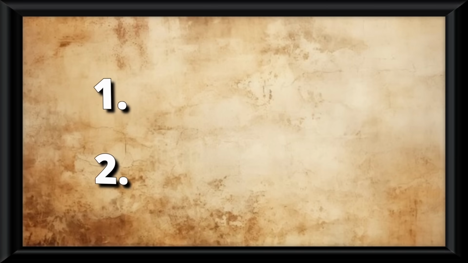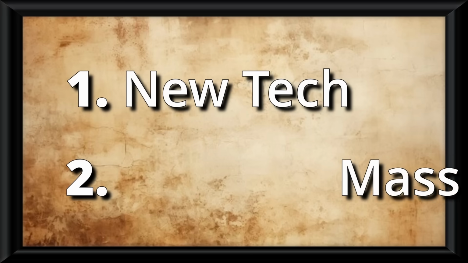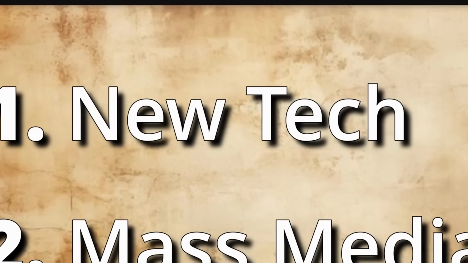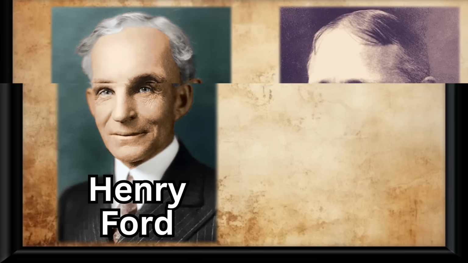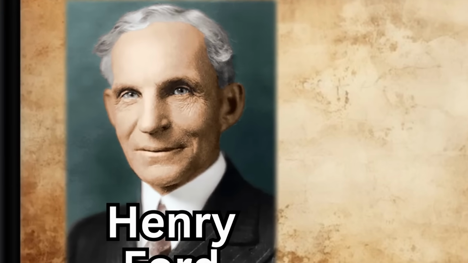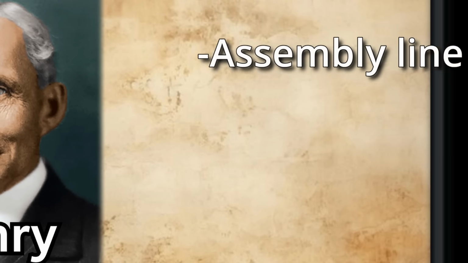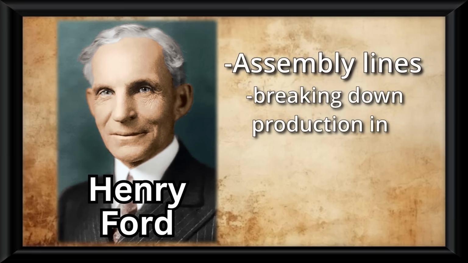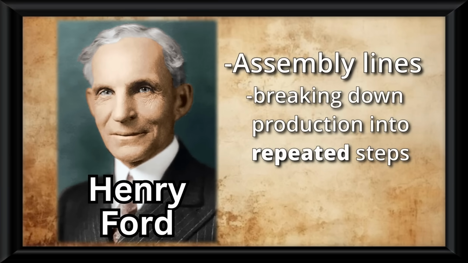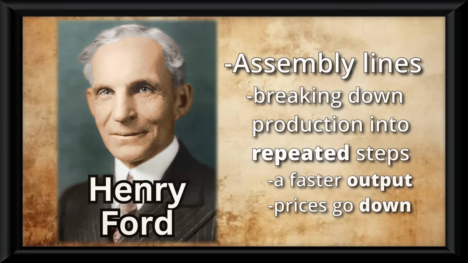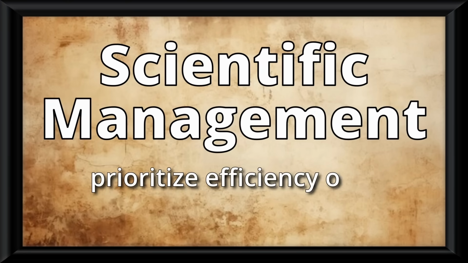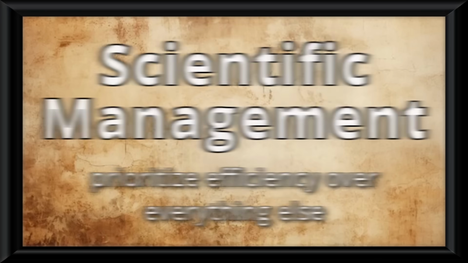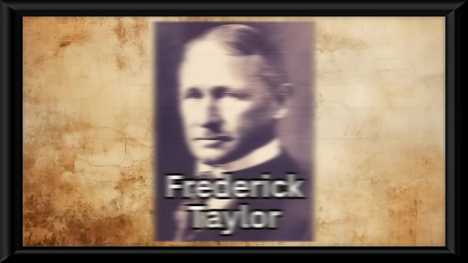Basically, this comes down to two things: new technology and mass media. Let's first talk about the technology, and for this we will look at two people. Let's start with Henry Ford. Ford here popularized something very revolutionary known as assembly lines, meaning he broke down production into simple repeated steps, causing a faster output, which would then cause the price of goods to go down. The second part to this is something called scientific management, where you prioritize efficiency over everything else. The man attributed to this is a man named Frederick Taylor.